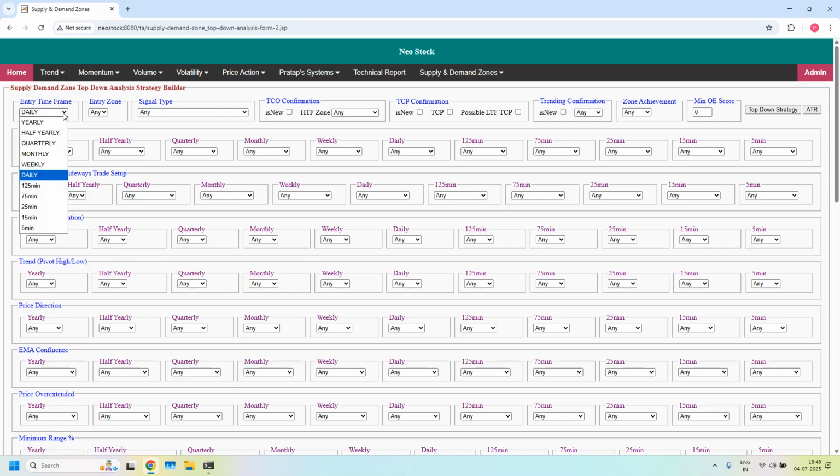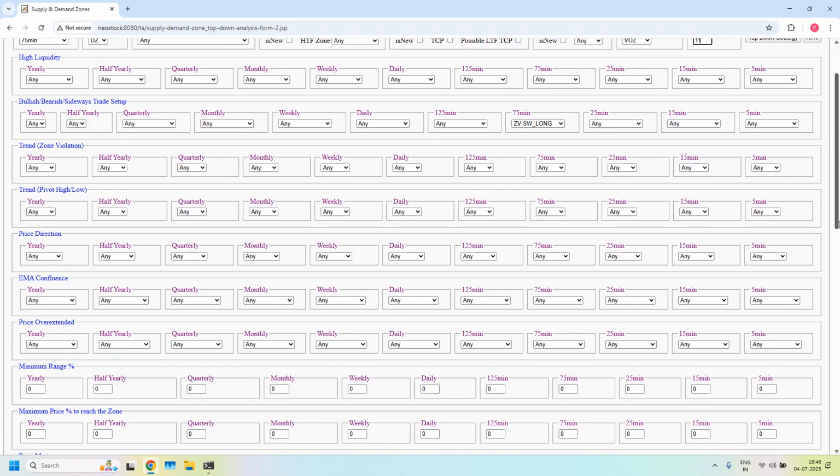Entry time frame is 75 minutes. Entry zone, demand zone for sideways long trade setup. So here at 75 minutes, I am selecting sideways long. Zone achievement violated opposing zone. Minimum odd enhancer score 11 for sideways. And also 75 minutes demand zone should not be pierced.